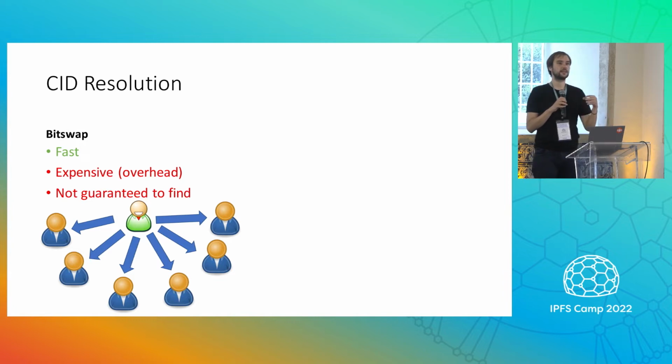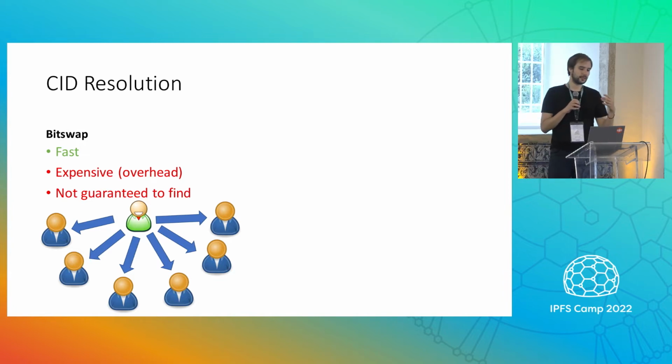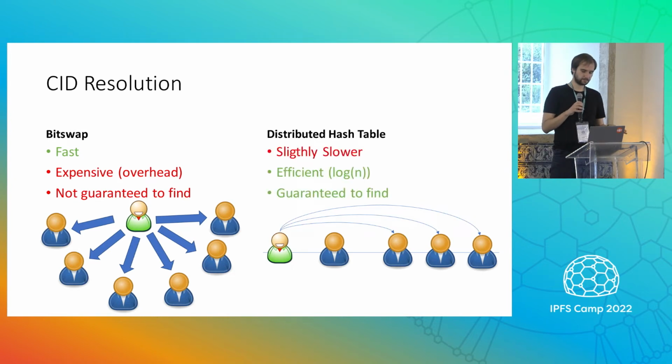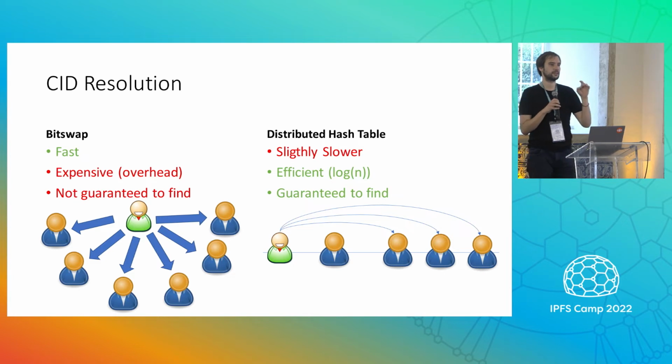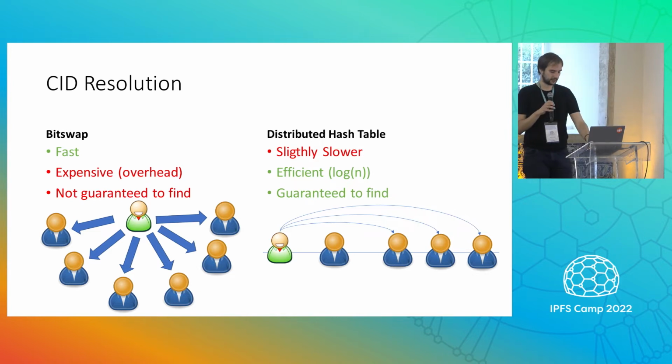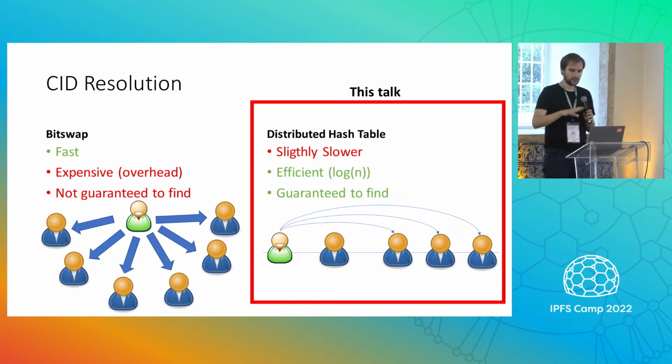So even if the file is in the network, but none of your peers has the file, you will not find it. So the second solution is the distributed hash table, which is slightly slower. However, it's still efficient because you're guaranteed to find the content if it's in the network, and you can find the specific content within log n steps, where n is the size of the network. We're going to focus in this talk only on the DHT.